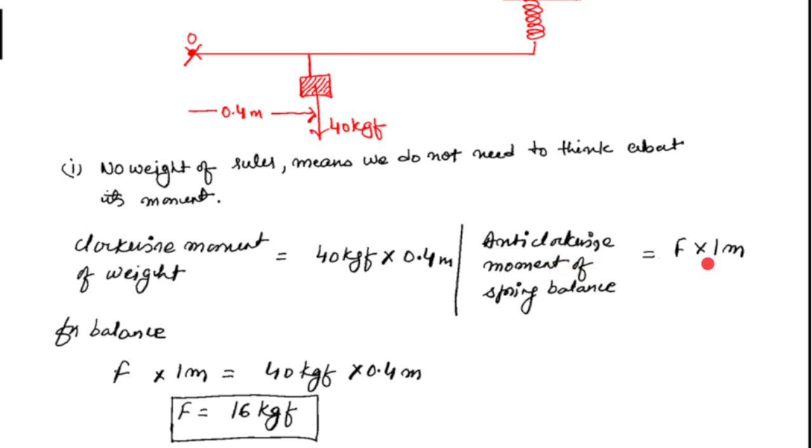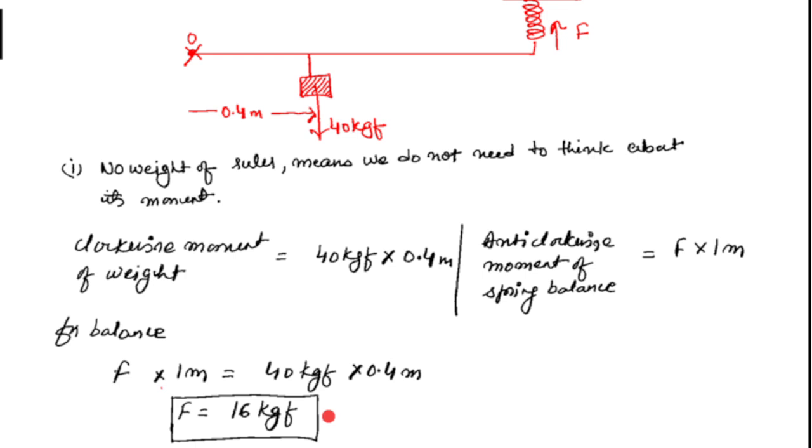Anti-clockwise moment will be F. This force we don't know. Let's say the spring gives the reading F, or it exerts force F, then the distance will be 1 meter. Why have I taken 1 meter? Because distance will always be from the pivot. It is a meter scale, remember that. Now we need to apply the principle of moments. Both moments will be equal and we will get the force as 60 kilogram force. So this is the answer when the ruler is of negligible weight.